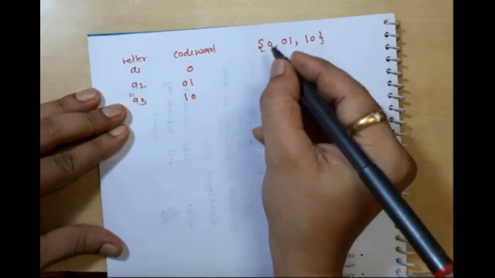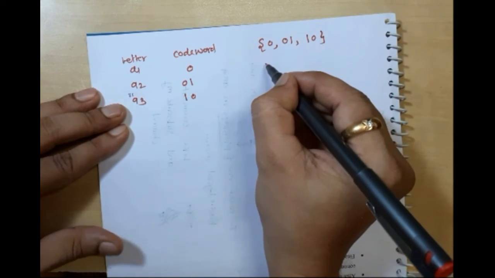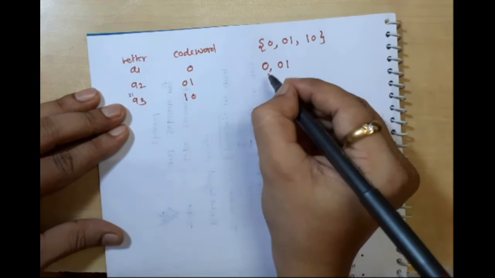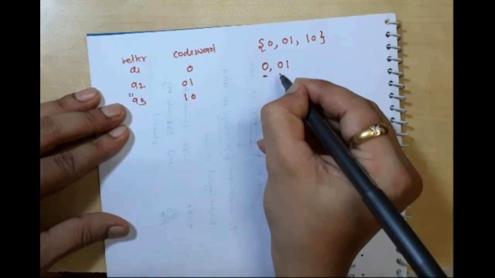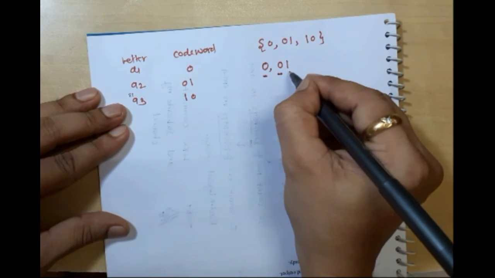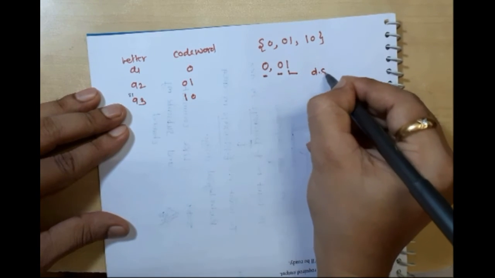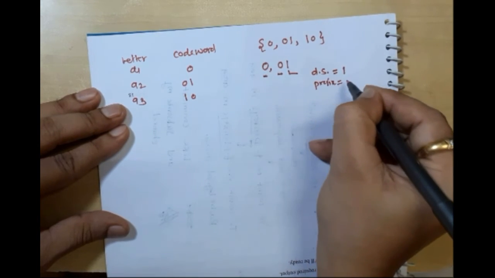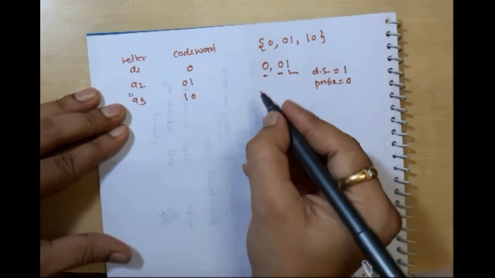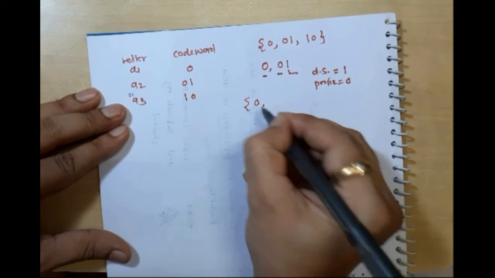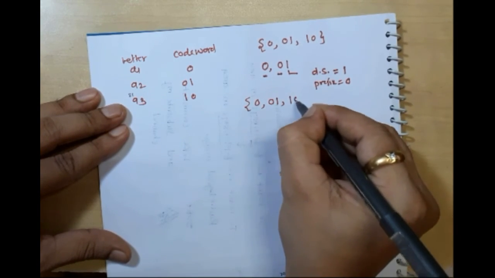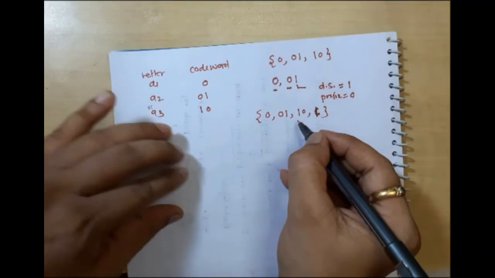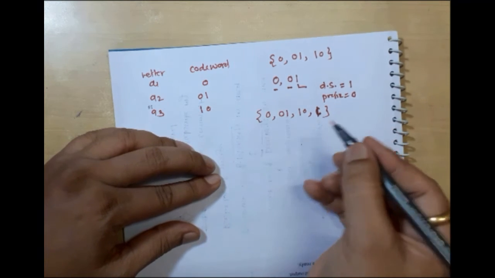So as per the procedure, we'll first check the first 2 code words, 0 and 0 1. In this case 0 is prefix of 0 1 and dangling suffix is 1. So from this we'll get dangling suffix is equal to 1 and prefix is equal to 0. So as per the first iteration we'll get 0, 0 1, 1 0, 1. Dangling suffix is 1. So this is our first iteration. We'll go for the second iteration.